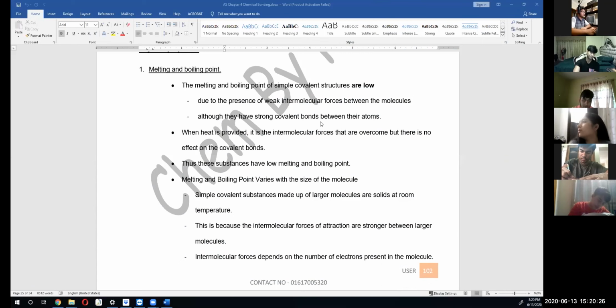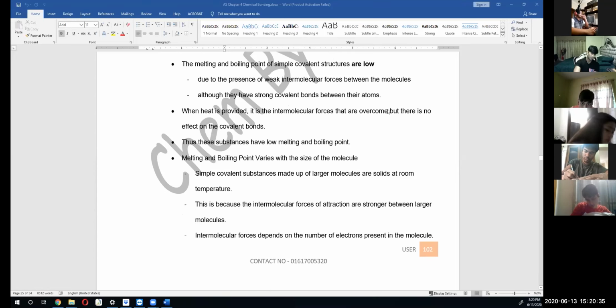So melting and boiling point. The melting and boiling point of simple covalent structures are low due to the presence of weak intermolecular forces between the molecules, although they have strong covalent bonds between their atoms. When heat is provided, it is the intermolecular forces that are overcome, but there is no effect on the covalent bonds. Thus, these substances have low melting and boiling points.